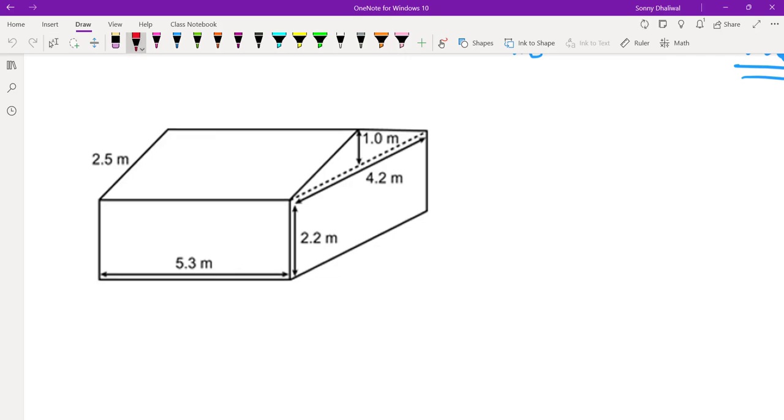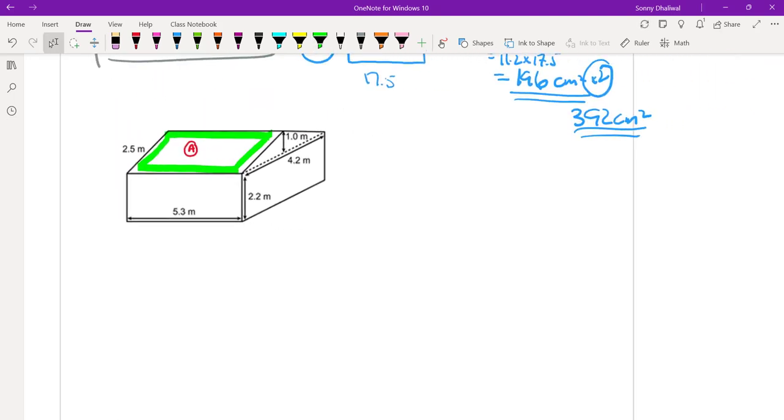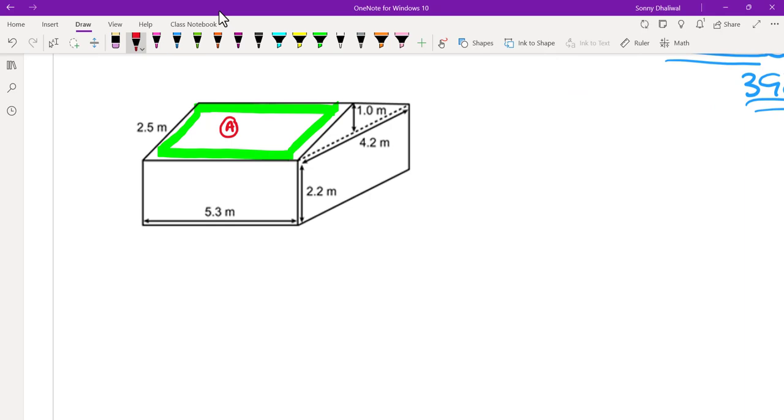I'm going to start off with the roof of this house. I'll label it A and shade it in here. What shape is A? A square? Not a square. Rectangle. So I'm going to draw out A. My A is a rectangle, and I need to know how big each of the sides of the rectangle are to figure out what the area is. How big are the length and the width of this rectangle?